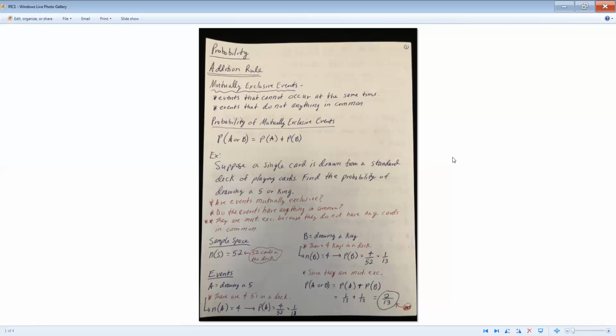Event B is drawing a king. There are also 4 kings in the deck. So do the 4 over 52, reduce it down to 1 over 13. Now, since they are mutually exclusive, all we have to do now is add both the 1 over 13s together. 1 over 13 plus 1 over 13 would be 2 over 13. So there'll be a 2 out of 13 chance of getting a 5 or a king.